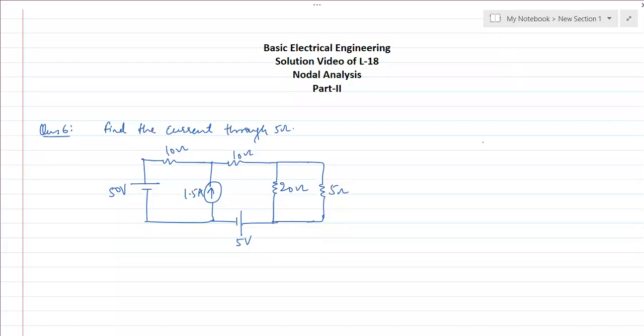Let's start with question number 6 of lecture number 18. In this question we have to find the current through the 5 ohm resistor, which is connected at the end of the circuit. First of all, we find the number of junctions here. Junction number 1 is this, junction number 2 is this. Let us call the voltage of this junction V1, and of this junction V2. On the bottom side, there is a 5 volt battery connected between these 2 points.